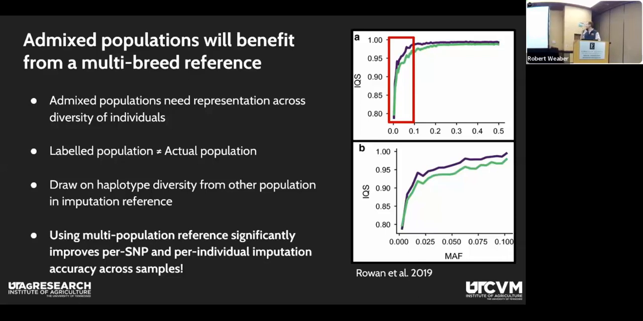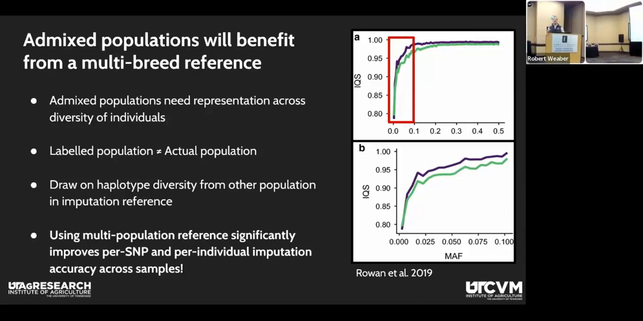Purple is a multi-breed reference. And as you see, particularly as we get down to the low minor allele frequency variants, that separation between the multi-breed and breed-specific references starts to pull out quite a bit more. And again, this is representation of those rare alleles in the reference panel, allowing us to do a better job. We're borrowing more of those from breeds that might not share a breed label with the individual that was being imputed. And also important to keep in mind in these public genomic data sets as well, that an animal's labeled population isn't necessarily the ground truth be all end all, right?